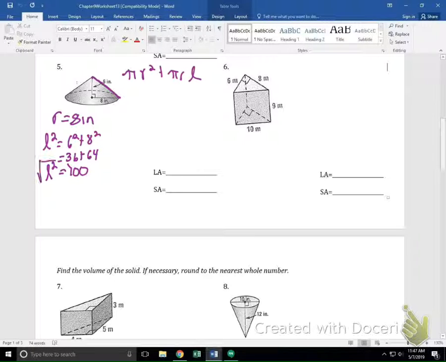10. It's going to be 10. So we have our slant height of 10. So now we can substitute in. You have pi, radius of 8 inches squared, plus pi, radius of 8 inches, times my slant height of 10 inches. So 8 times 8 is 64. So we have 64 pi inches squared, plus what's 8 times 10? 80 pi inches squared. 64 plus 80.